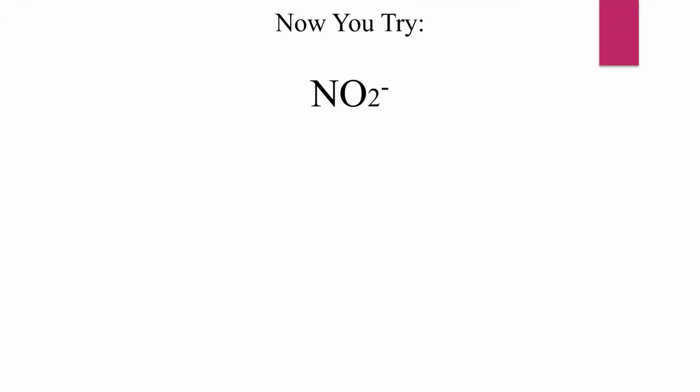Okay, so we have nitrite ion. This is unique because it has a negative charge. We haven't seen anything like this before in our examples, so anytime you see a unique situation, always use the default method of the long way of drawing the Lewis dot diagram. We have to determine the total number of valence electrons.